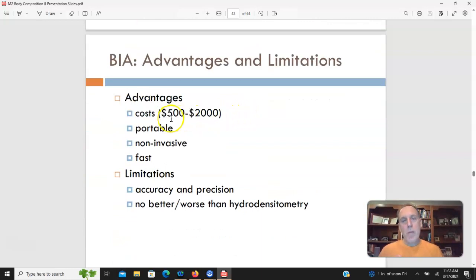Costs, many of the handheld ones are much less than this. Like the Tanita scales that you'll see in people's bathrooms are less than that, and they're pretty darn accurate. What's great is these are non-invasive, real easy as long as you can program everything in pretty quickly. The big thing with precision and accuracy is it comes down to how you do it and when you do it.